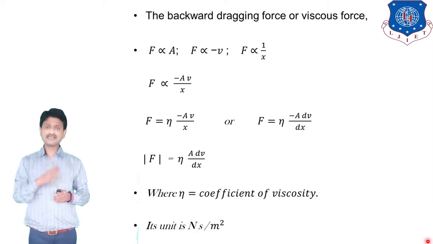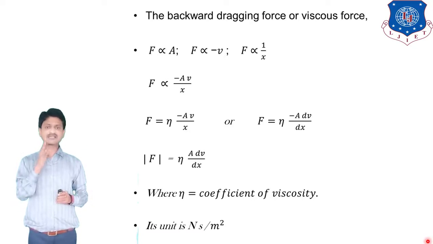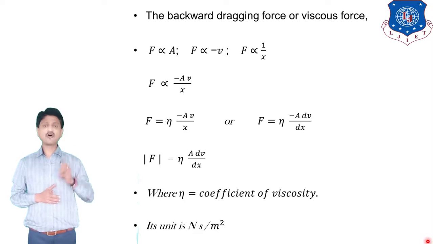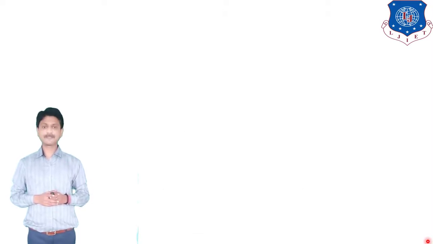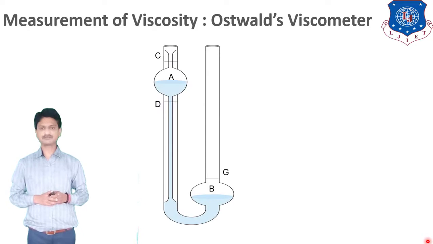So viscosity is a property of fluid which describes the frictional resistance to the flow of fluid. It also measures the resistance of fluid to deform under shear stress. So here we have derived the equation of the coefficient of viscosity. Now the next topic is measurement of viscosity. That setup is also known as Ostwald's Viscometer.